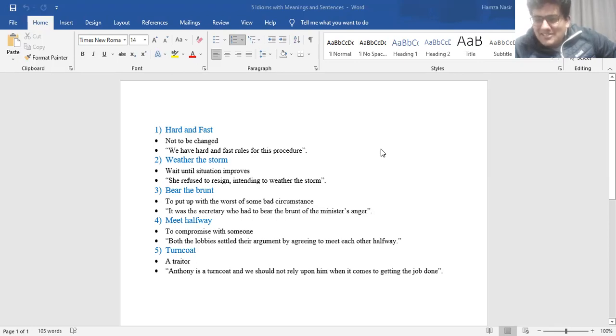Like Tom Hanks says in Saving Private Ryan, gripes always work upwards. And I guess when people have to throw their anger, they always give it to the juniors in the department. So clearly the poor secretary has to be the scapegoat in this case when it comes to absorbing the anger of that stupid minister, right? So it was the secretary who had to bear the brunt of the minister's anger. She had to put up with the worst of the minister's anger.